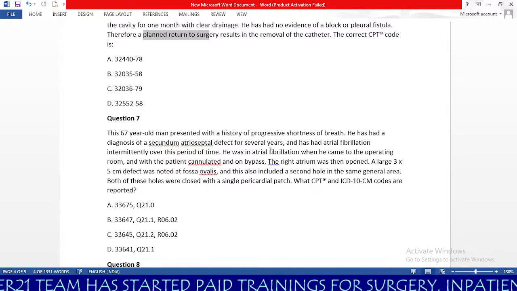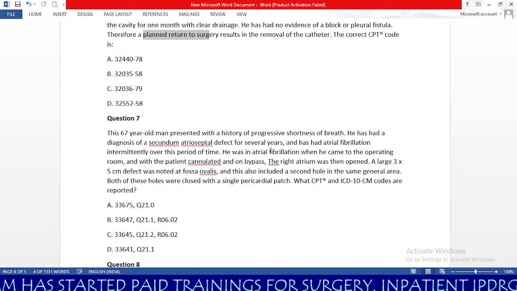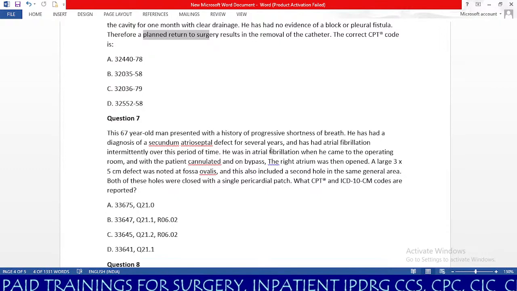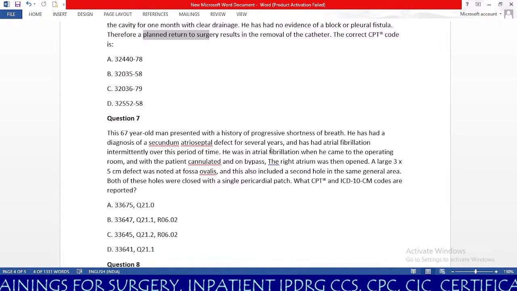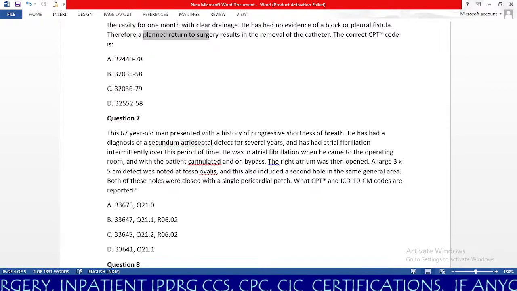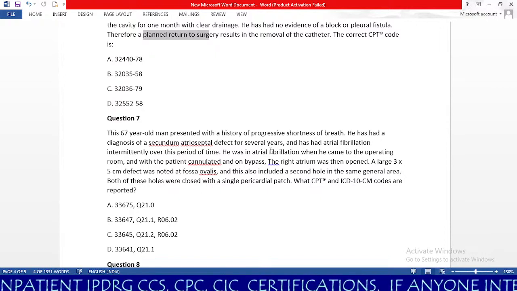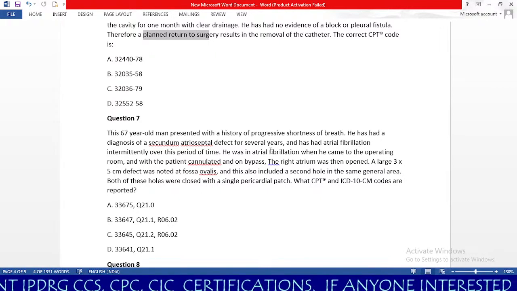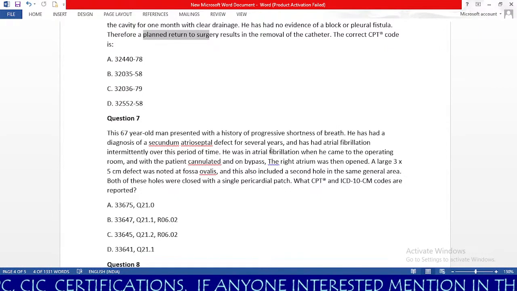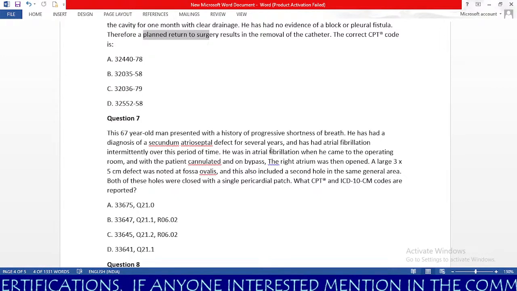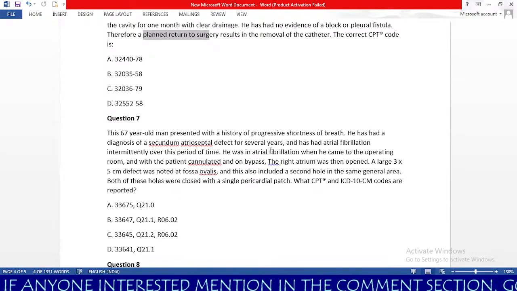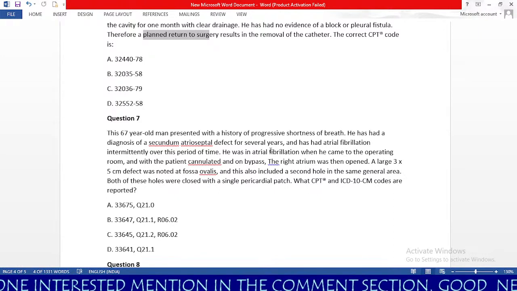Okay, guys, we will discuss the answer here. This 67-year-old man presented with a history of progressive shortness of breath. He has had a diagnosis of secundum atrial septal defect for several years and has had atrial fibrillation intermittently over this period of time. He was in atrial fibrillation when he came to the operating room, and with the patient cannulated and bypassed, the right atrium was then opened. A large 3 by 5 centimeter defect was noted at the fossa ovalis, and this also included a second hole in the same general area. Both of these holes were closed with a single pericardial patch. What CPT and ICD-10-CM codes are reported?